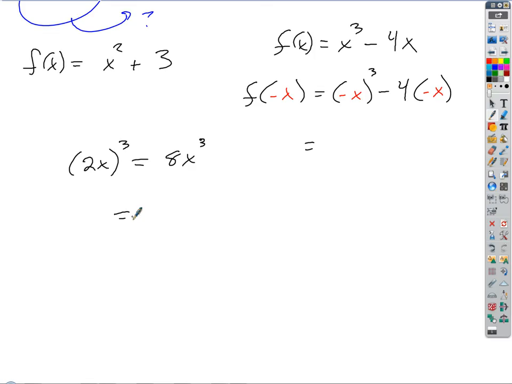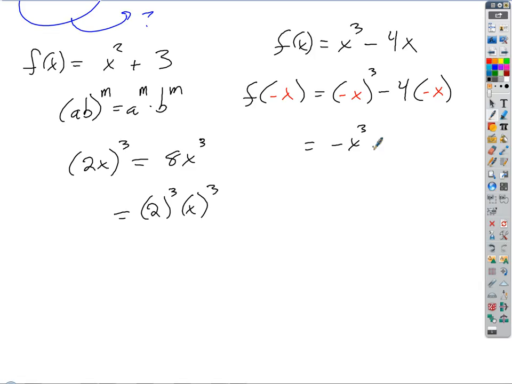If I have a product to a power, can't I write that as the product of the powers? So in general, a times b to the m equals a to the m times b to the m, right? You intuitively know that. So I could write this as 2 cubed times x cubed, which is just 8x cubed. So what are the two numbers here being cubed? Negative 1 and x. So negative 1 cubed is negative 1, x cubed is x cubed. So this gives me negative x cubed. What about this? What's negative 4 times negative x?